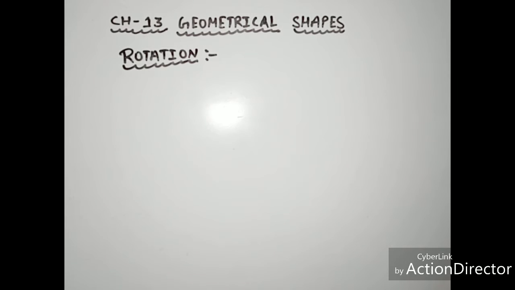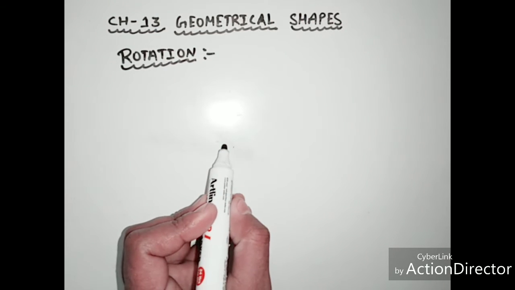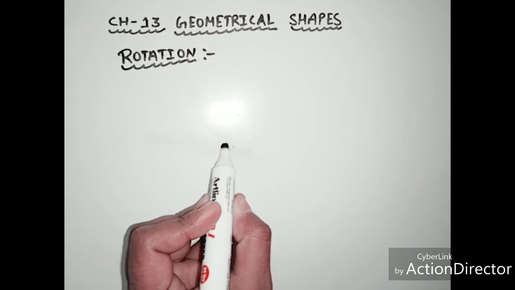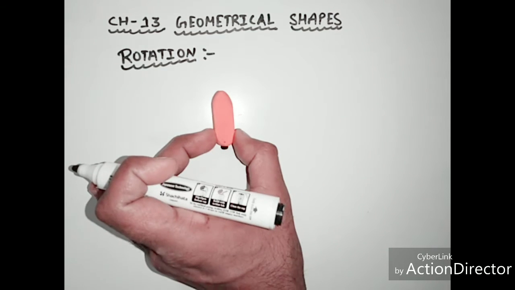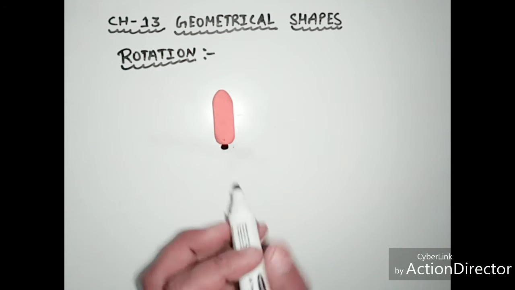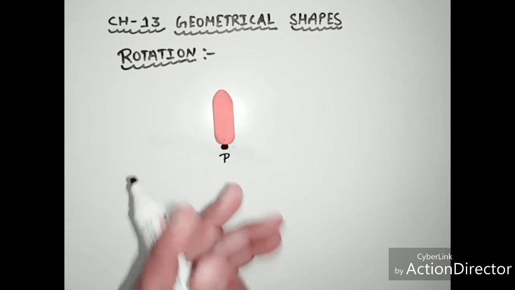Now rotation. Basically, three things are needed to describe a rotation: the direction of the rotation, clockwise or anti-clockwise, the angle of rotation and the center of rotation. If we mark a point and put this eraser on this point and name it P.